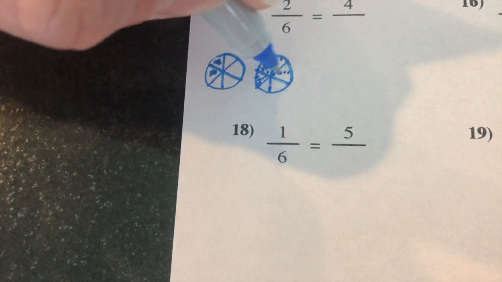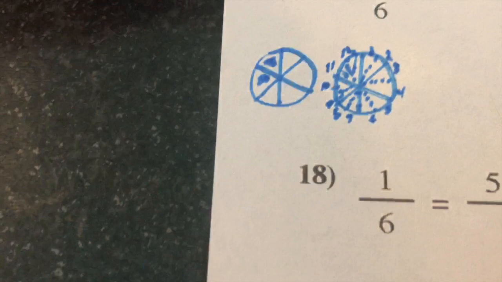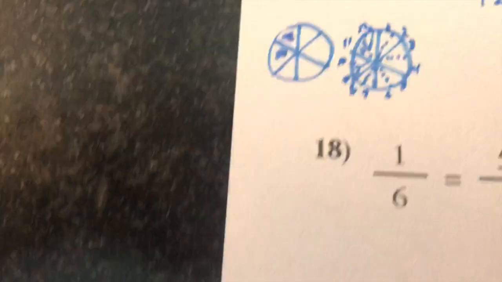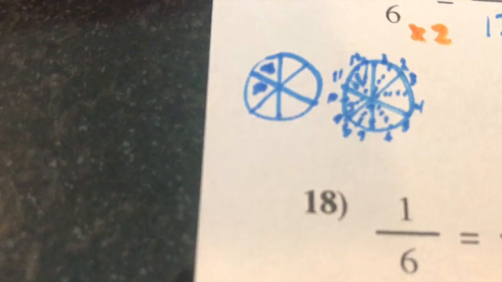So now we've got twice as many pieces. Twice as many are shaded in. Let's see how many there were total. We've got 1, 2, 3, 4, 5, 6, 7, 8, 9, 10, 11, and 12. Super. So we got 2/6 is the same as 4/12. If we use a little strategy, we have twice as many pieces shaded in, so we had twice as many total. So that should give us our answer.